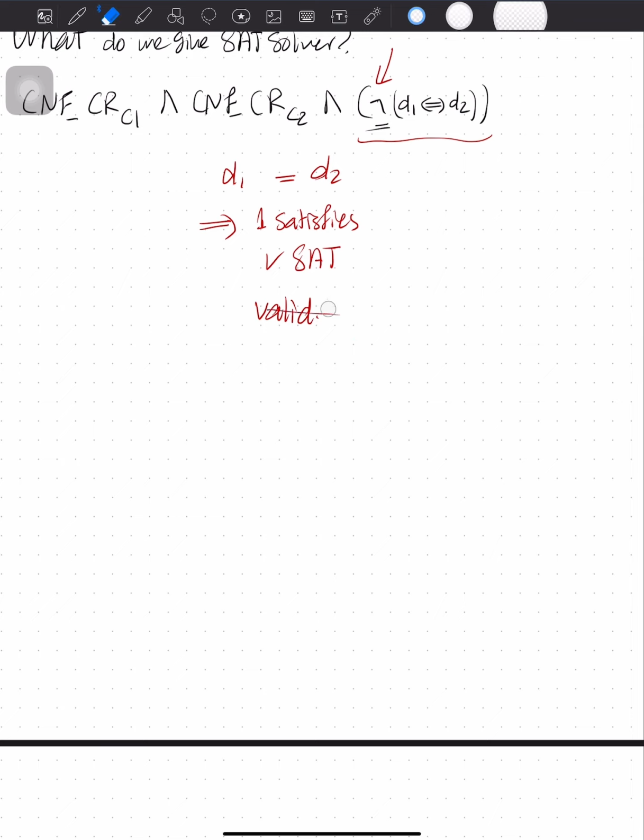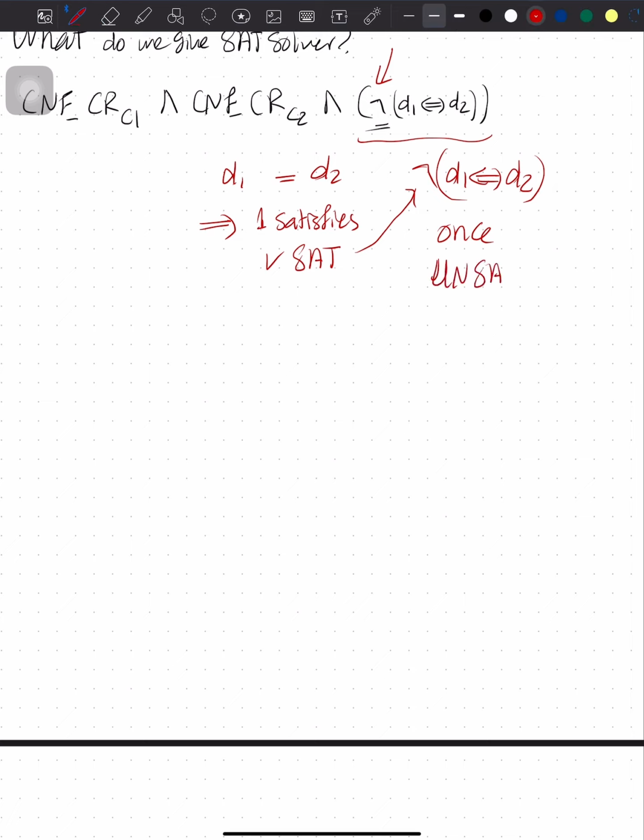So what do we do? We negate the expectation. I'm going to tell it, okay, I want to check if they are ever not the same. If they are ever not the same once, that's enough for me to say they are not equivalent, because there is at least one time where those two outputs are different. So if it says SAT, it means it's satisfiable at least once. This means they are inequivalent. They are not equivalent, right? Because there is at least one time where they differ.